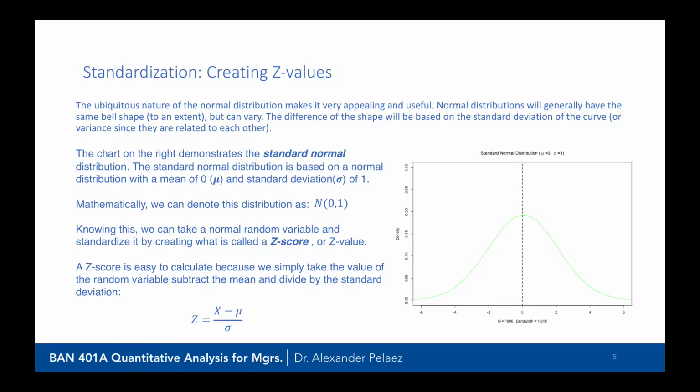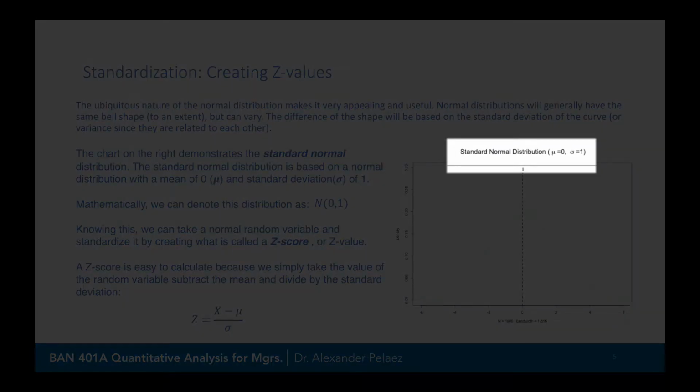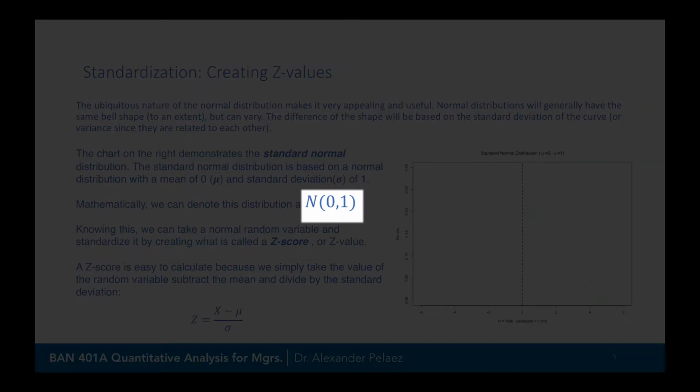Now, the chart on the right represents a standard normal distribution, and the reason it's called standard normal is because it has a mean of 0 and a standard deviation of 1. And the reason this is important is because we can actually use this distribution to explain any other normal distribution. We can standardize it and then create these z-values. This allows us to do a comparison between two things that may not seem to be equal or may not be easily comparable. In this case, the standard normal distribution is mathematically denoted as N(0, 1).